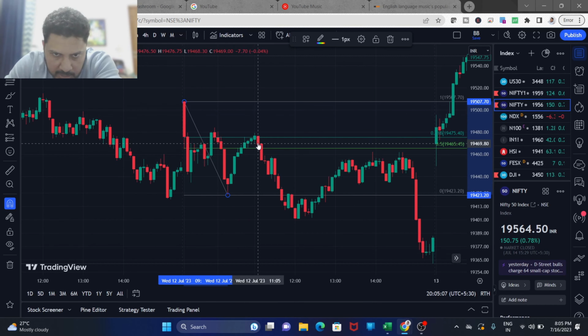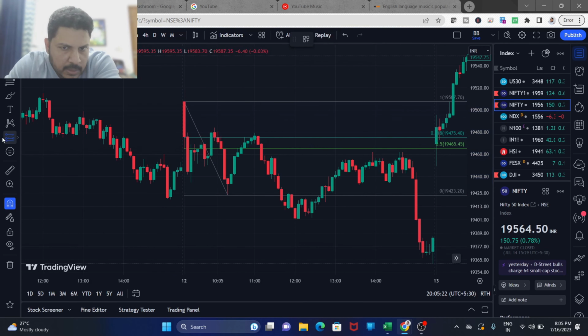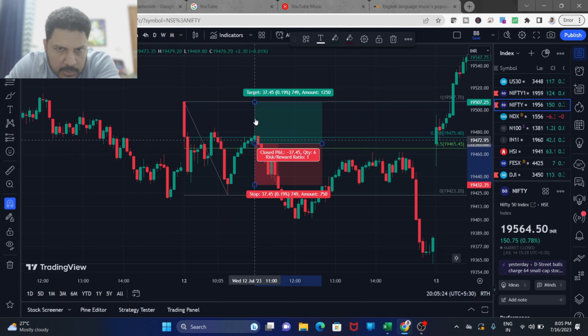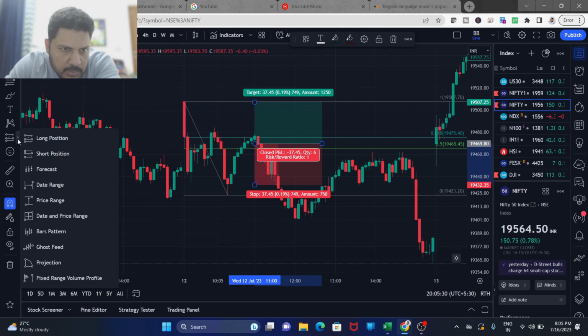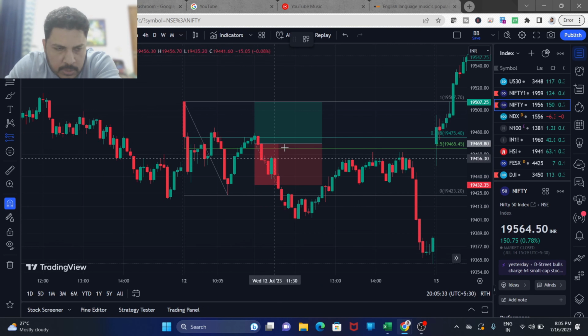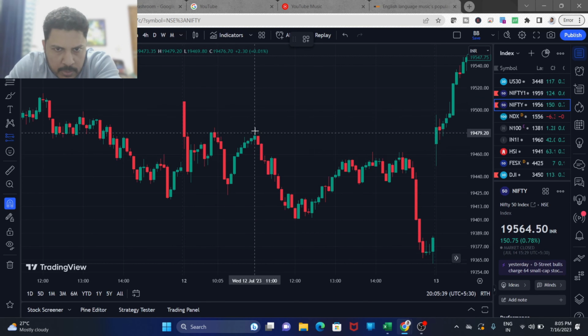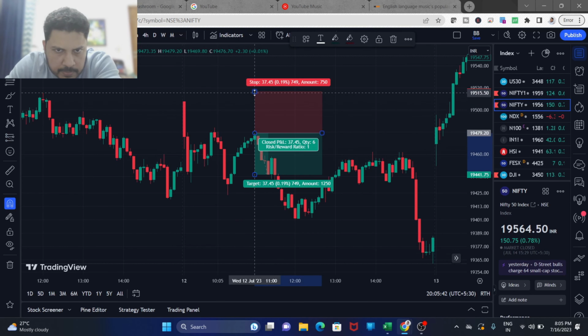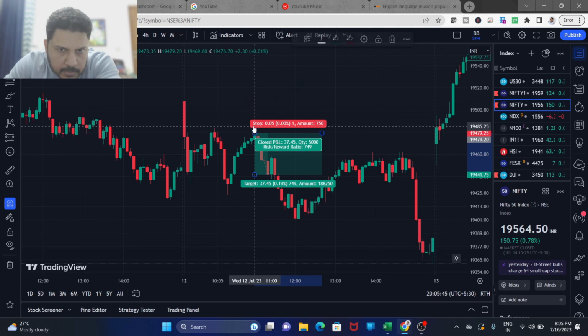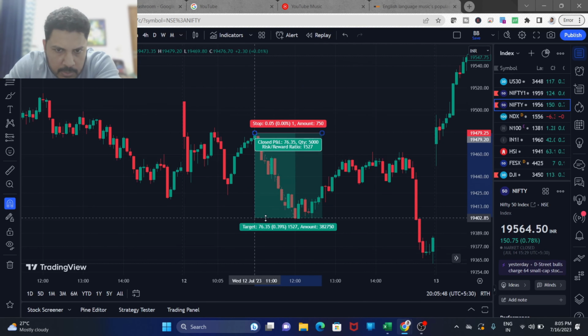The moment this green candle has been taken out by a red candle, this was your perfect entry, and your target was below this level. This is how you trade, because here this was your stop loss. This was your reward.